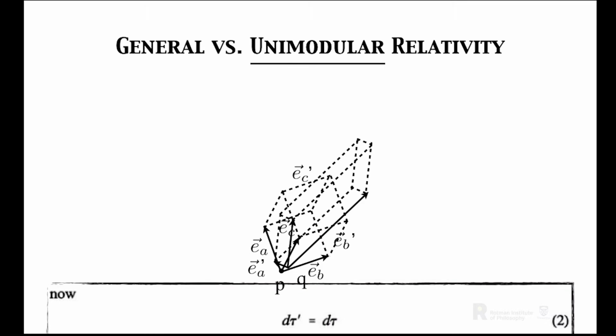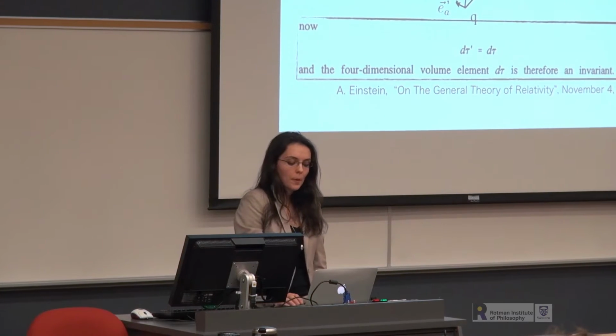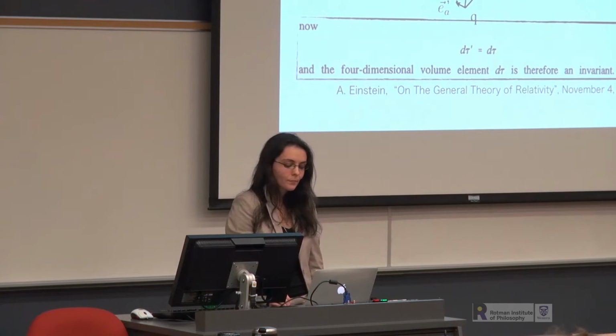Now, if you adopt unimodular invariance, this infinitesimal volume is preserved under the special linear group. And so even though the basis vectors may transform, the volume stays the same. And Einstein notices this in his November 4th paper. He's quite happy about it.